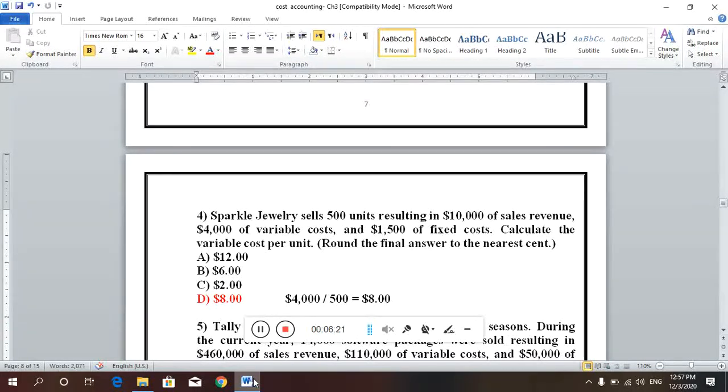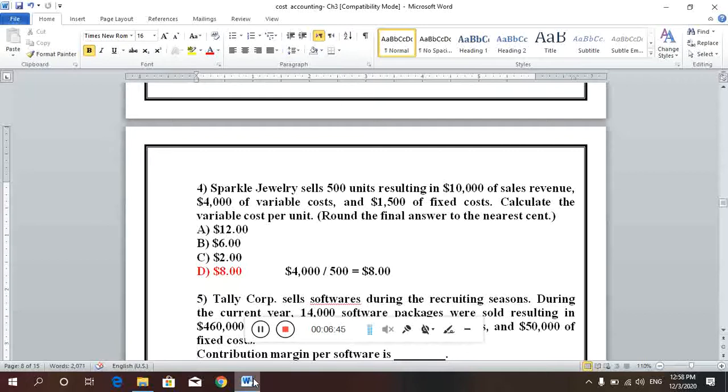He needs to calculate the variable cost per unit. So the variable cost per unit, as we said in chapter 2, equals total variable costs divided by the units sold. So it will be $4,000 divided by 500 units. It will be $8 per unit.